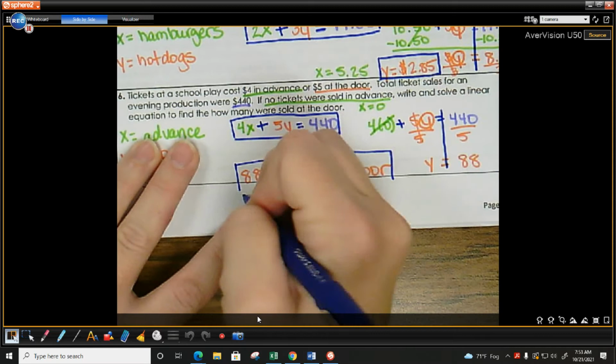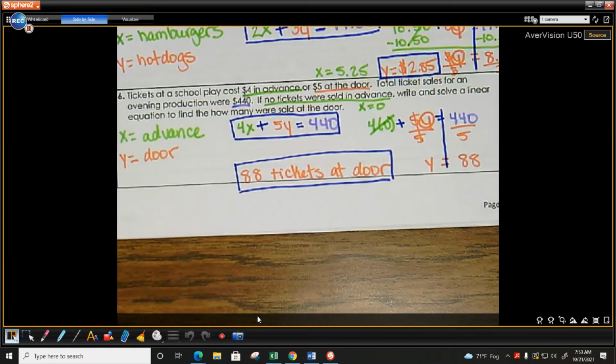How are we feeling with our word problems, guys? Okay, skip. We are going to page 15. We're done with word problems for now.